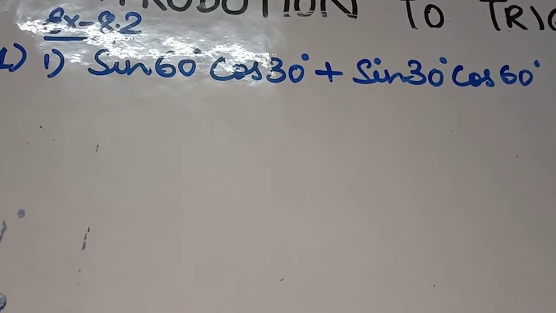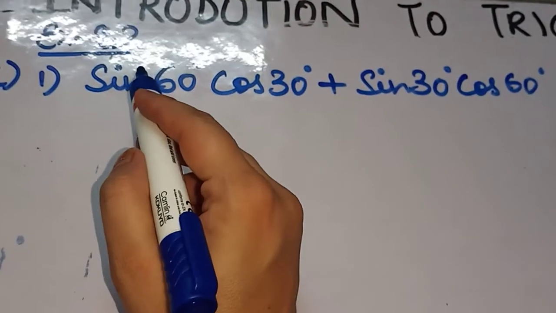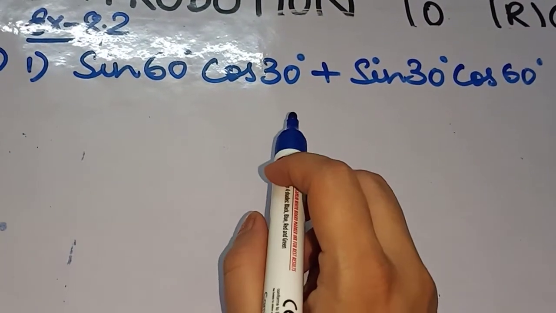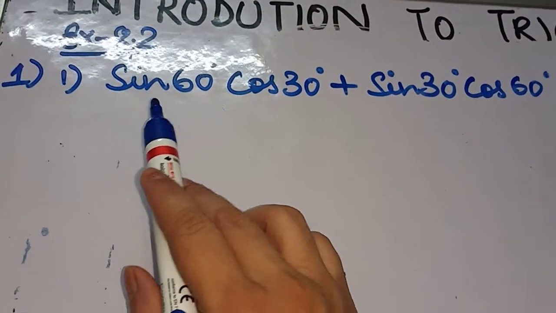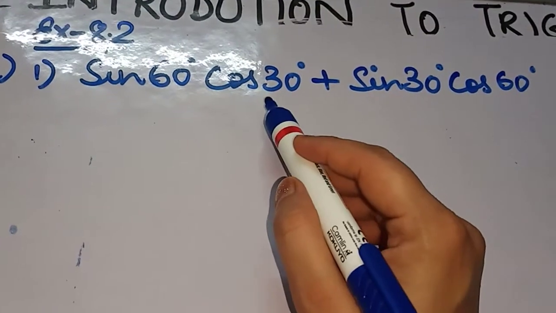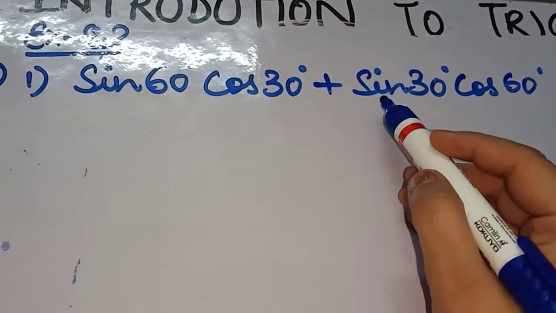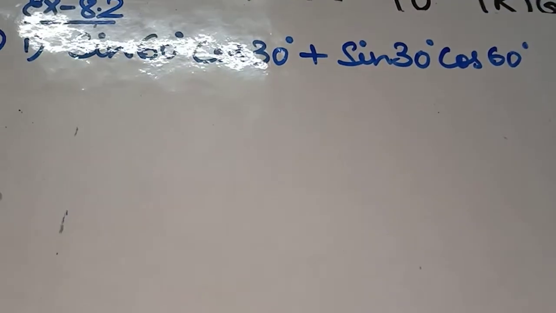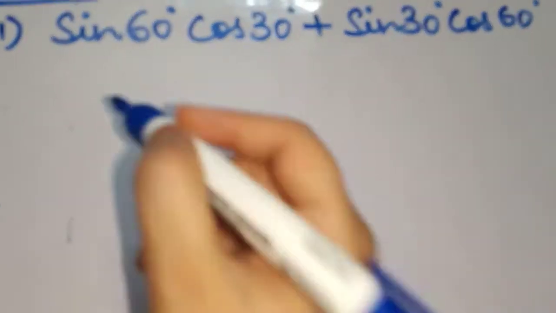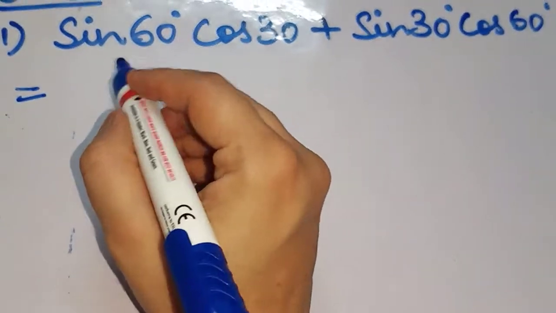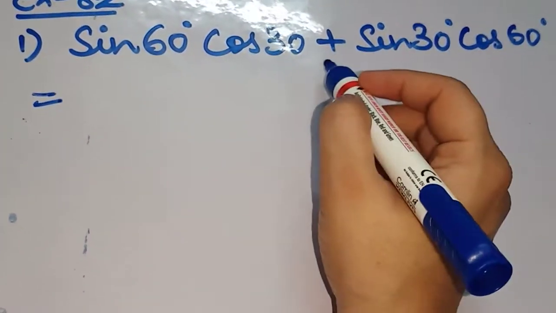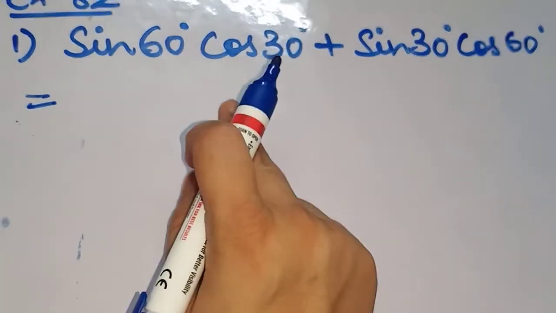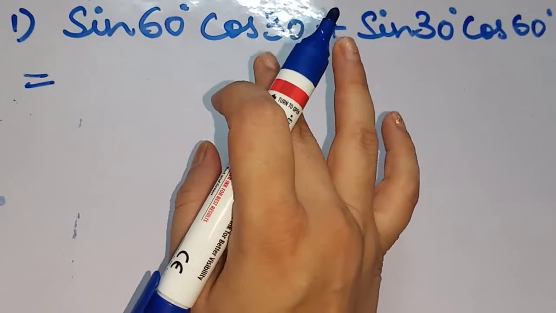Now the question of exercise 8.1, first question, that is, evaluate the following. The first part is sine 60 degree into cos 30 degree plus sine 30 degree cos 60 degree. This is a very simple question. You just have to put the values of sine 60, cos 30, sine 30 and cos 60 in this equation, and we will get the answer.